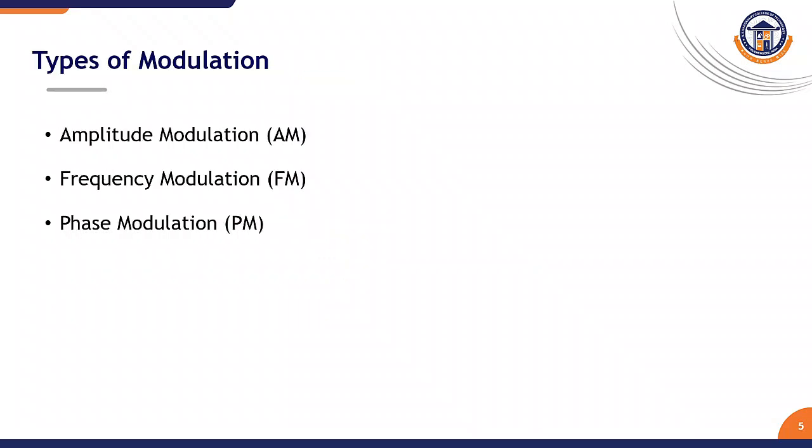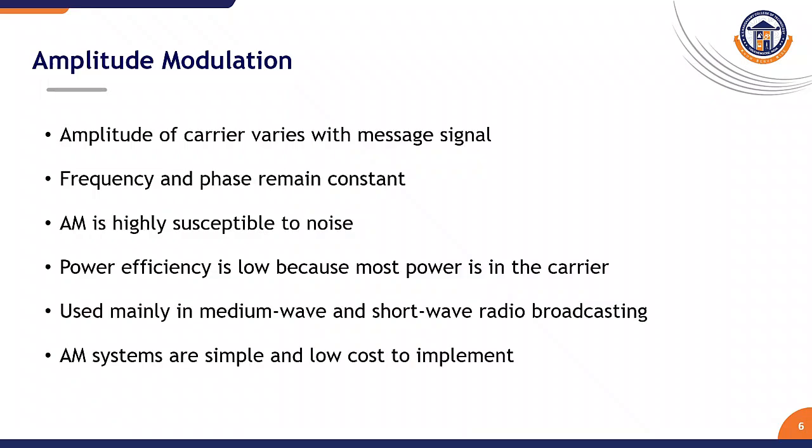The types of modulation are amplitude modulation, frequency modulation and phase modulation. We will see them one by one. The first one is amplitude modulation. In amplitude modulation, the amplitude of the carrier signal is varied in accordance with the instantaneous amplitude of the message signal, while the frequency and phase of the carrier wave remain constant.